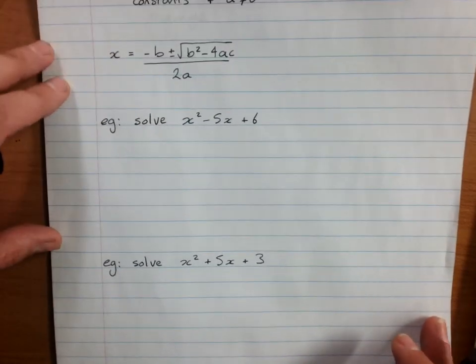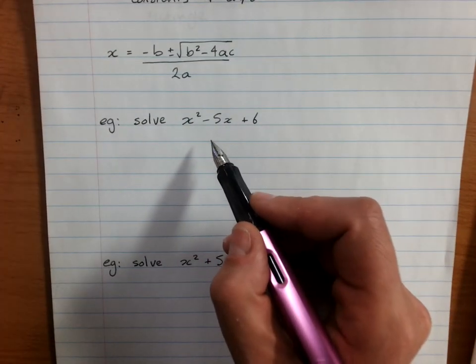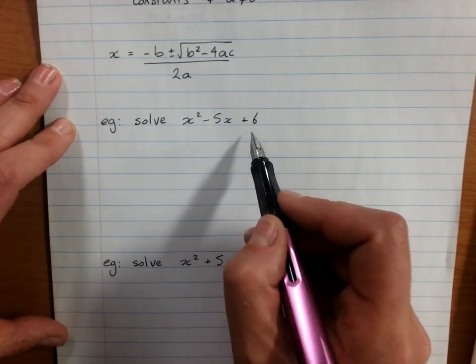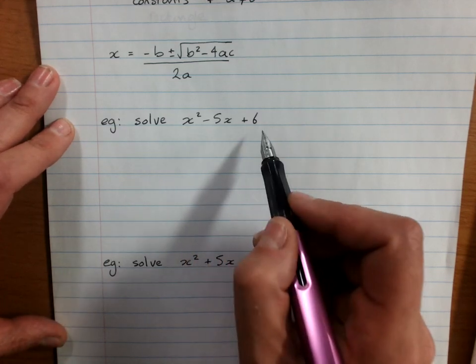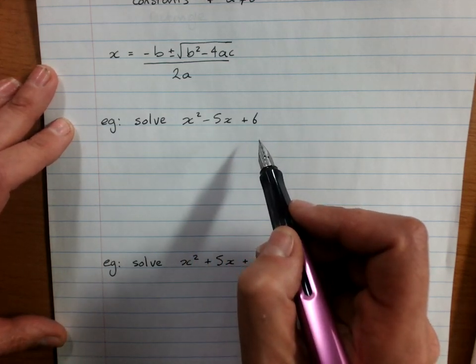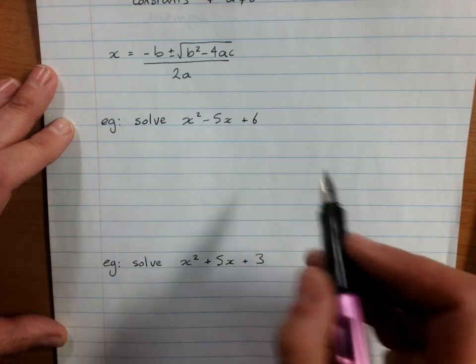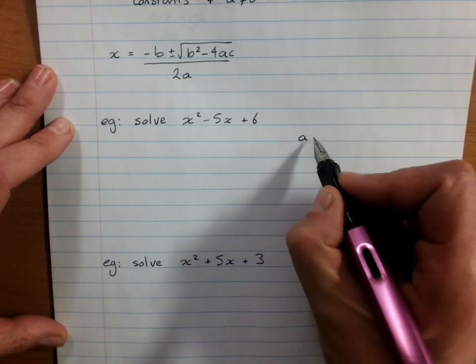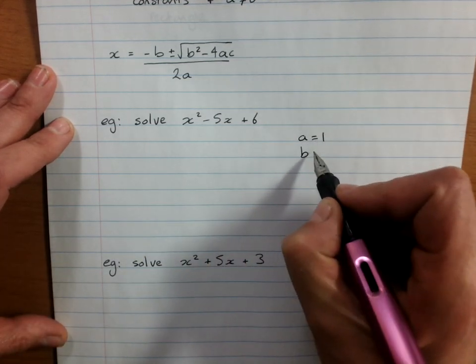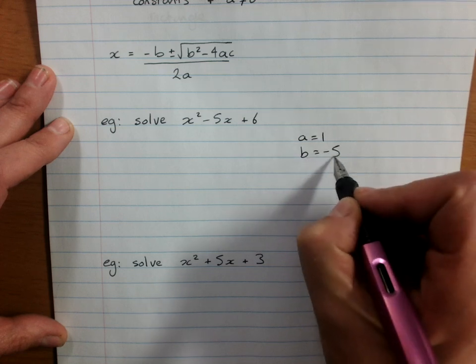So we wouldn't usually use the quadratic formula if we could easily factorize. This one can be easily factorized, but we'll just use it. It's a good idea to note down a, b, and c.